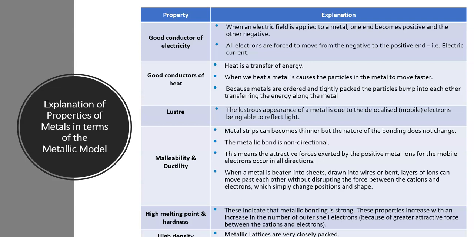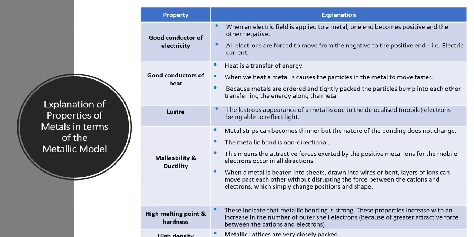Now, luster, that's that appearance of the metal, that shininess, and it's due to the delocalized electrons being able to reflect light. We've got malleability and ductility. This is where metals can bend and be hammered into shape, and it's all because of those non-directional forces between the electrons and the cations, which means it's not fixed into a strong lattice structure as such, so it can be bent and moved.